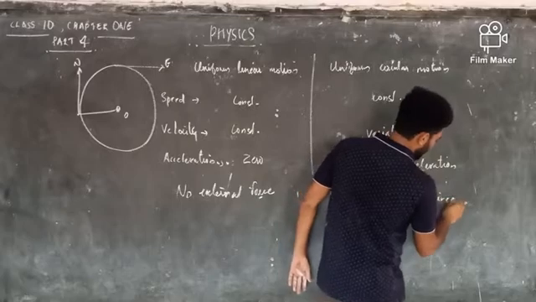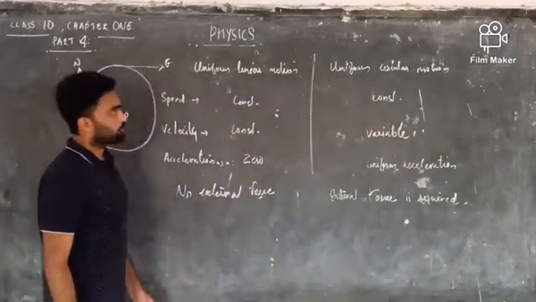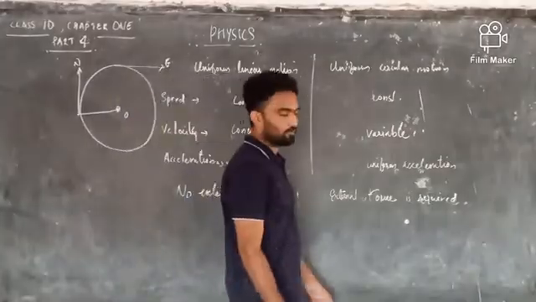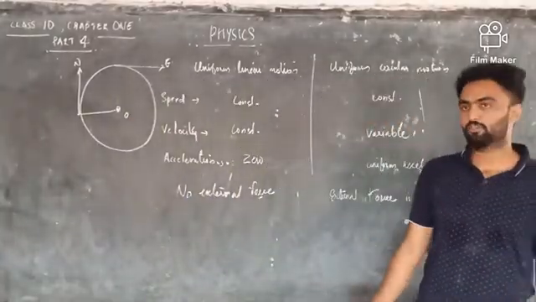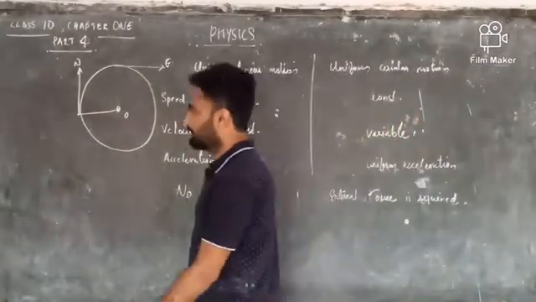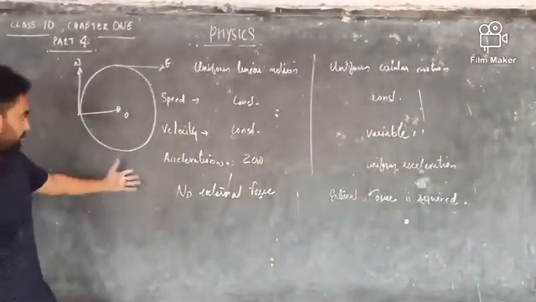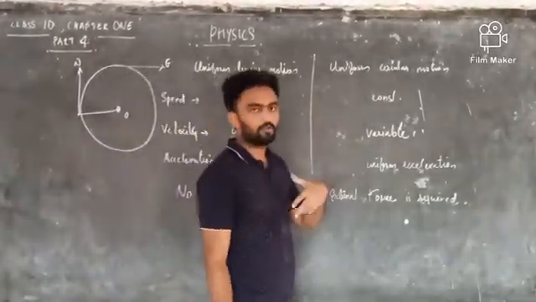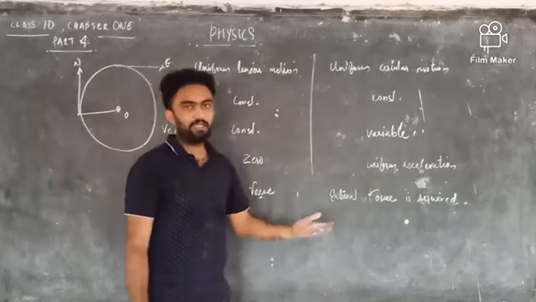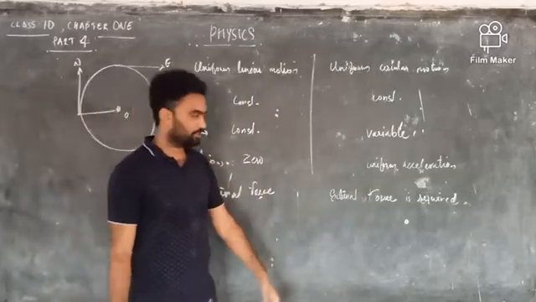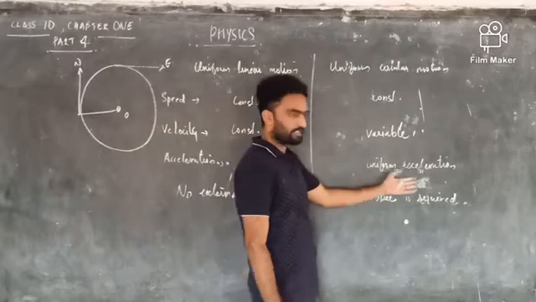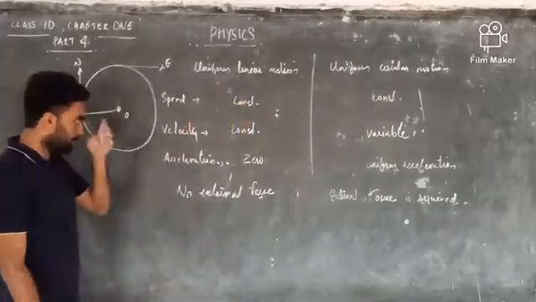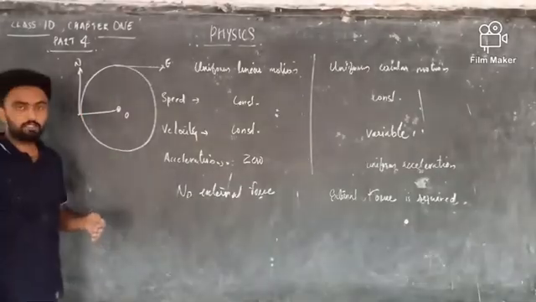So these are the main differences between uniform linear motion and uniform circular motion. First one, speed is constant in both cases, but velocity is variable for uniform circular motion because it is changing its direction at each point. At the same time, acceleration is zero in linear motion because velocity and speed are constant, and uniform circular motion will have a uniform acceleration because velocity is not changing its magnitude, only its direction. Then an external force is required for that change, so in uniform circular motion an external force is required. Okay, so these are the differences between uniform linear motion and uniform circular motion.